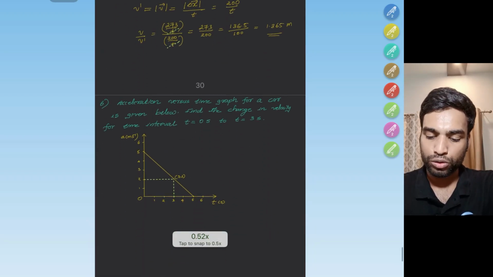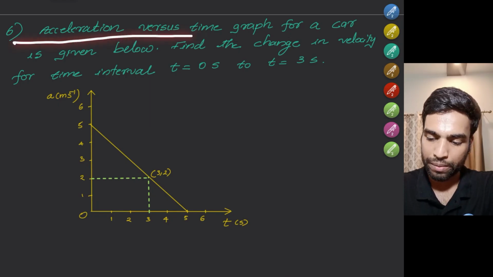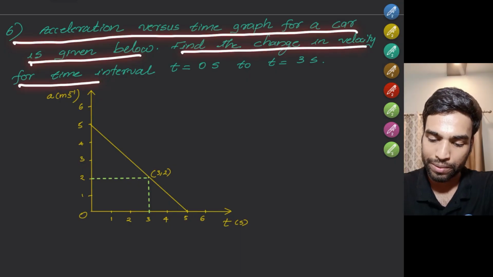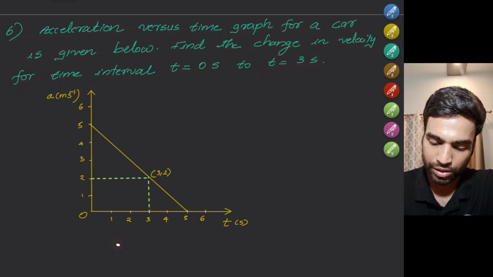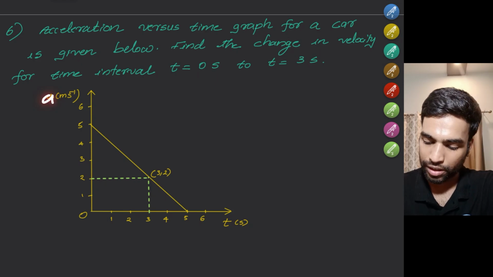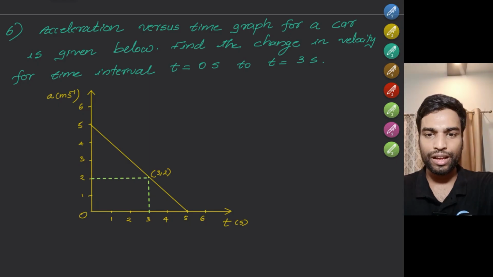Now let's move on to the sixth question. The sixth question is: acceleration versus time graph for a car is given below. Find the change in velocity for time interval t equal to 0 second to t equal to 3 second. So here is the graph, and you can see in the y-axis there is acceleration and x-axis there is time. If you remember, in the last video I was talking about the area under the a-t graph. The area under the a-t graph for a specific interval gives you the velocity change.